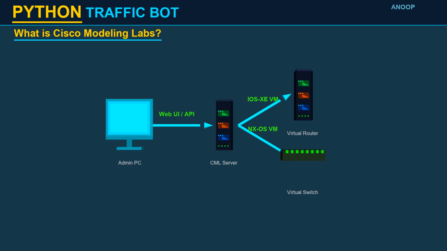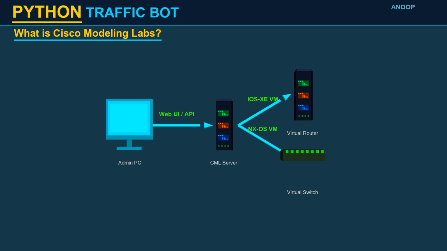CML provides a Packet Tracer-style simulation mode for step-by-step packet analysis, protocol filters for HTTP, DNS, and ARP inspection, and most importantly, a powerful REST API that we will use for automation. The web interface lets you design topologies visually, but the real power comes when you control everything programmatically with Python.